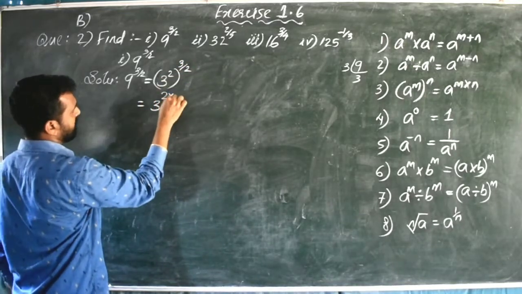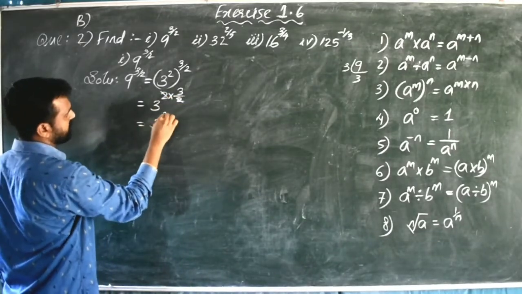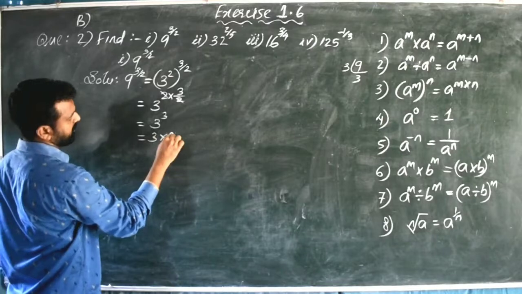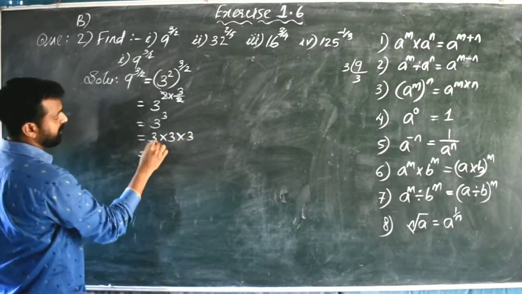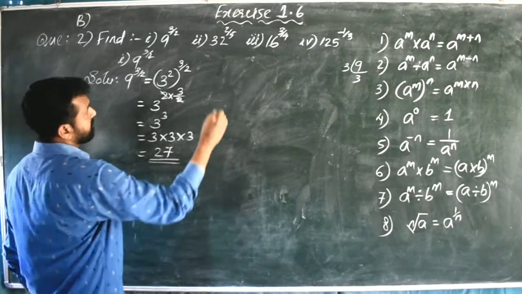A raised to m into n. 2 into 3 by 2, 2 2 we can cancel. 3 raised to 3. 3 is multiplied 3 times, 3 into 3 into 3. 3 3s are 9. 9 3s are 27. That is the answer.